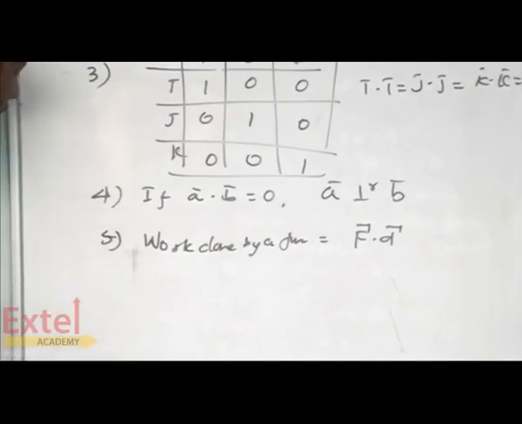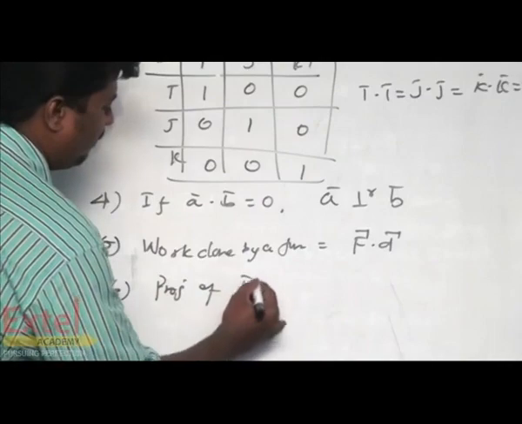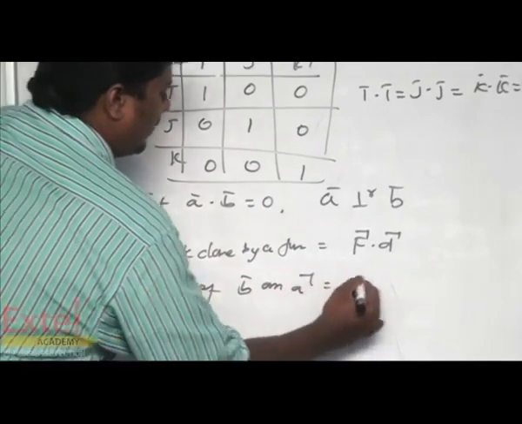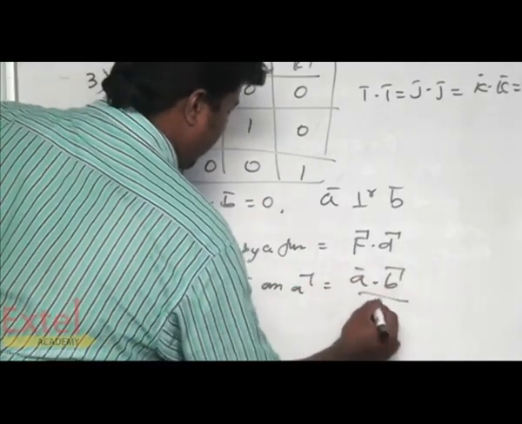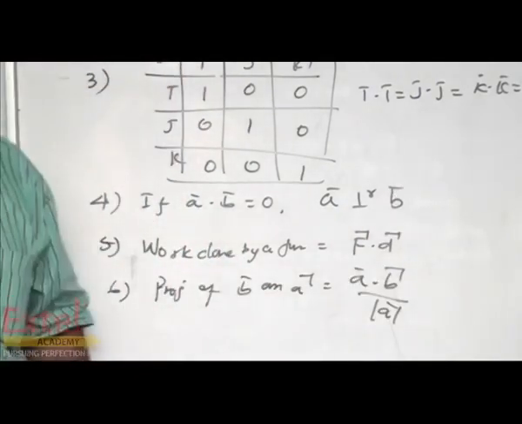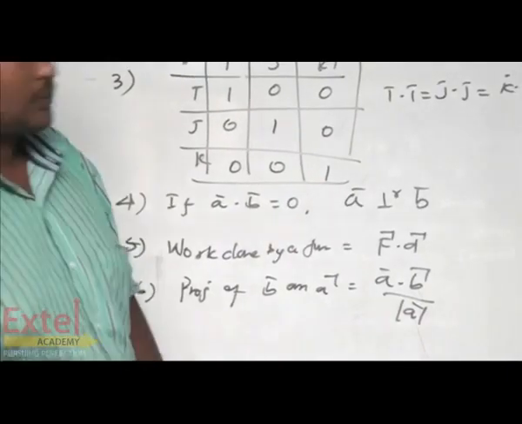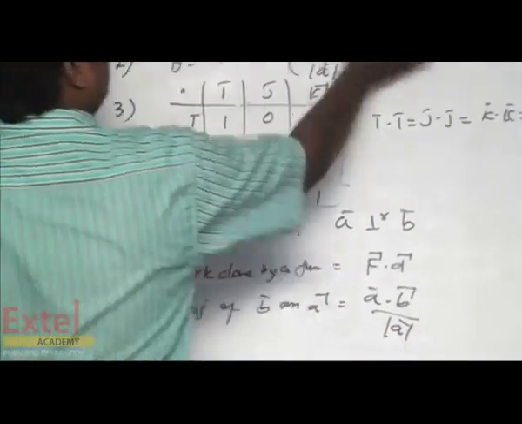The last one, let us take down: the projection of B vector on A vector equals A vector dot B vector divided by modulus of A vector. So this is the projection of B vector on A vector. This is all about the dot product. Now we'll pass on to the cross product.